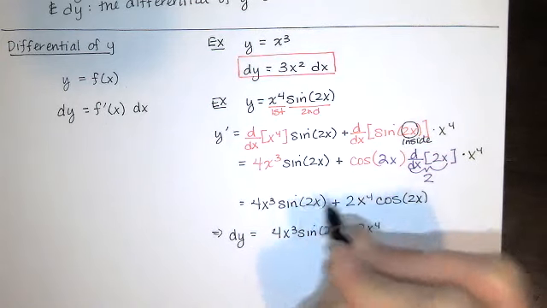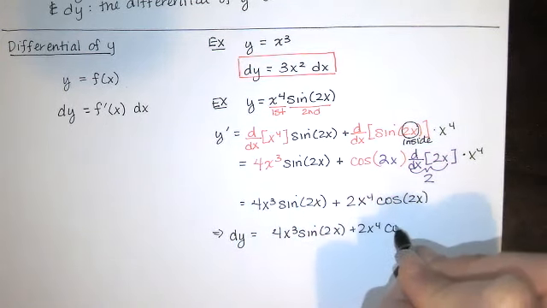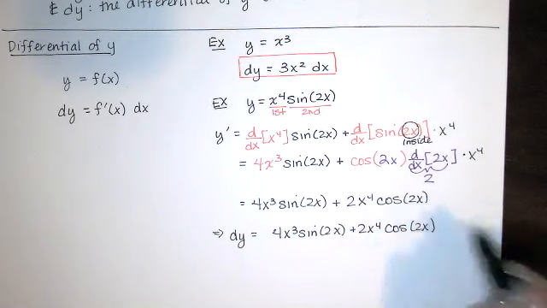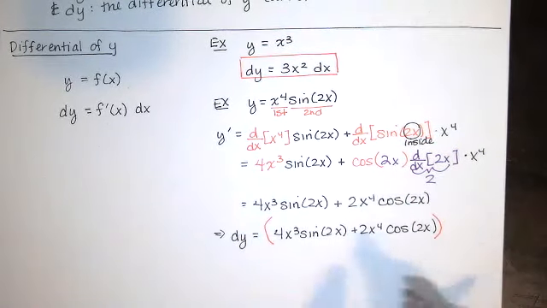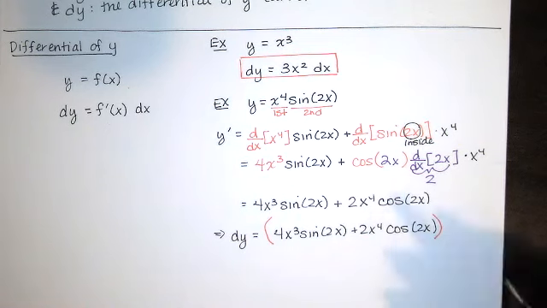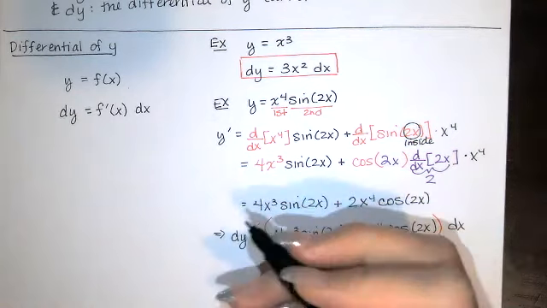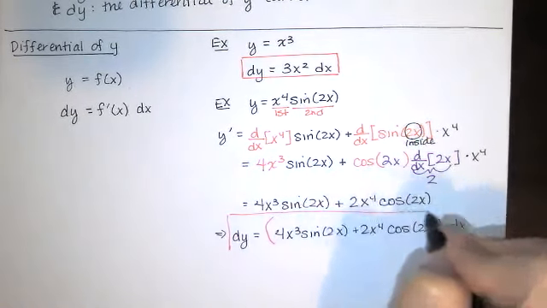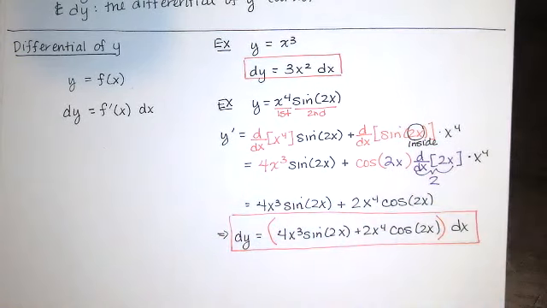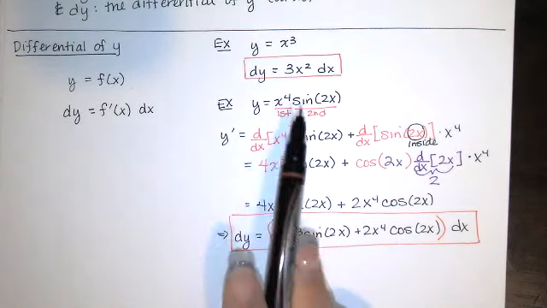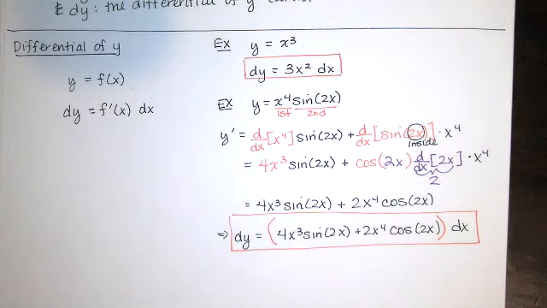Which has two terms. I've got one term here and one term here. So I need parentheses around all of that. Take that derivative and I multiply by dx. That's the differential of y. So it's actually really simple. All you do is take the derivative and multiply by dx. As long as you can take a derivative, you can compute a differential.